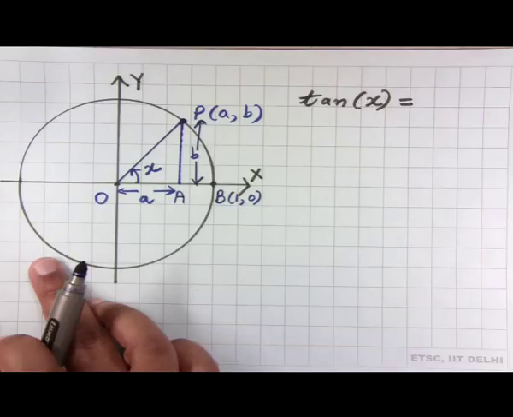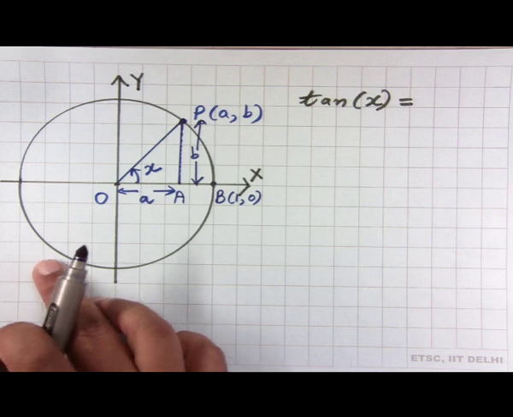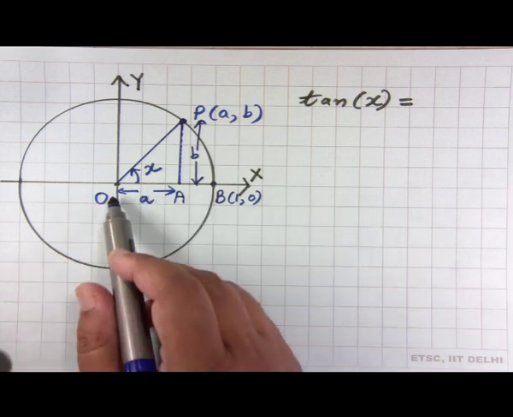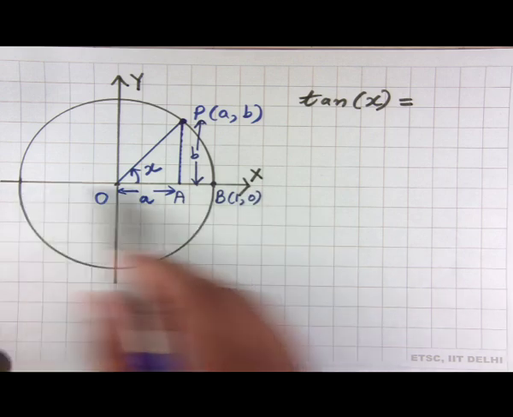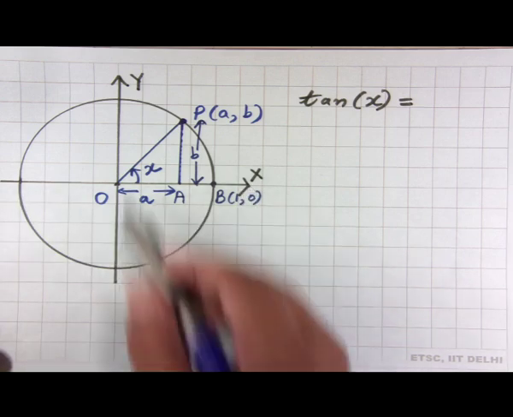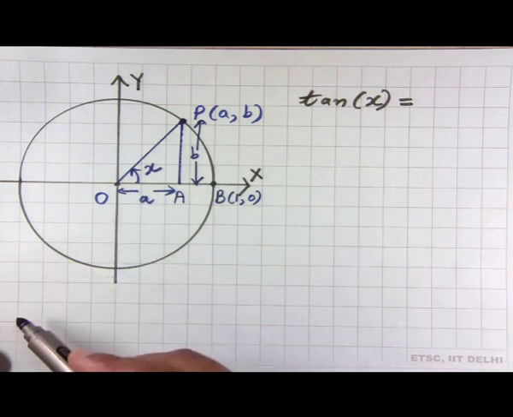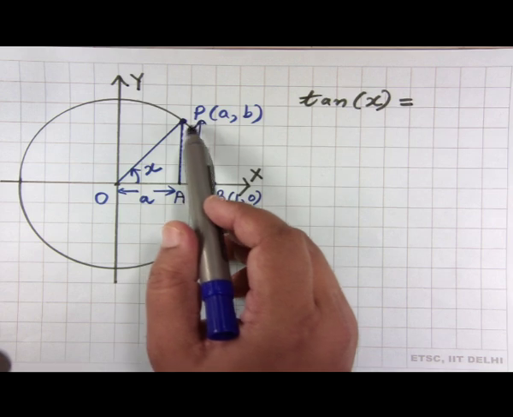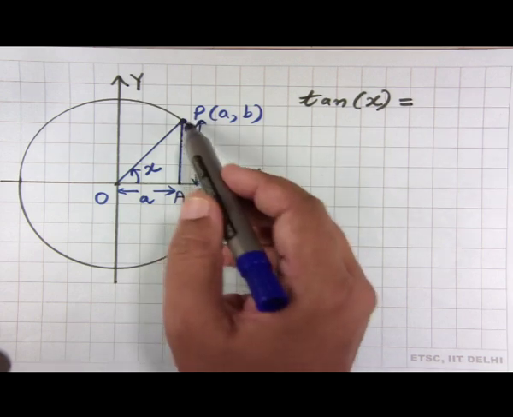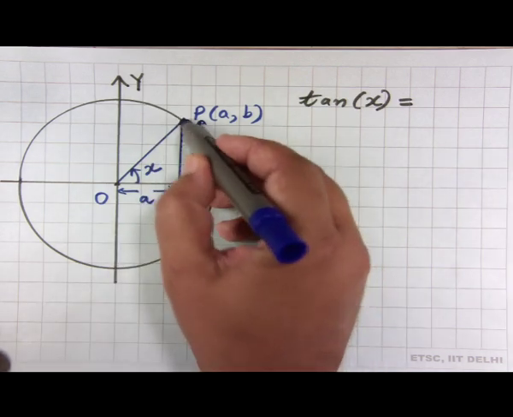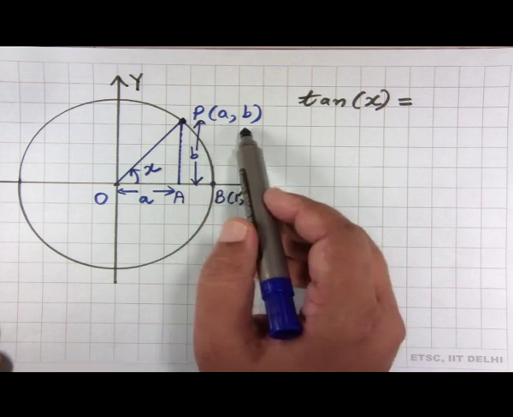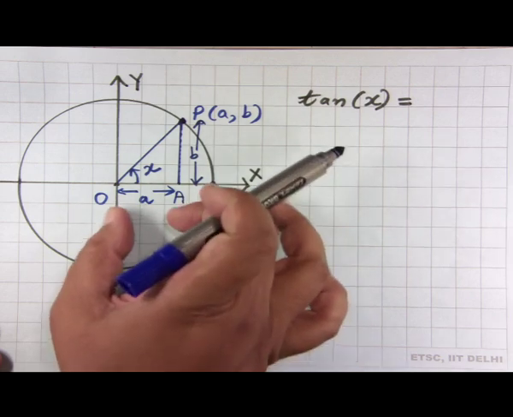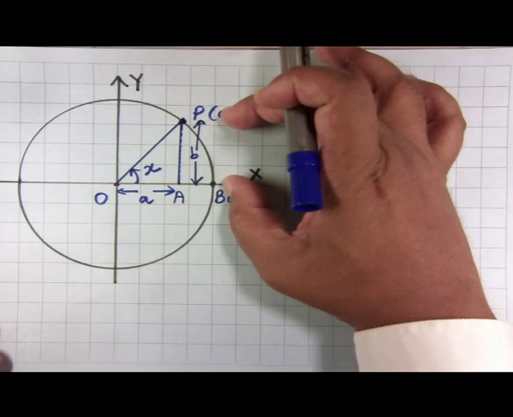So, again we consider a unit circle here of unit radius whose center is at O, this point O, and the horizontal axis is the x axis, the vertical axis is the y axis. And suppose we have this point P on the circle here, whose coordinates are a, the x coordinate is a, and the y coordinate is b. So, this is a and this is b.